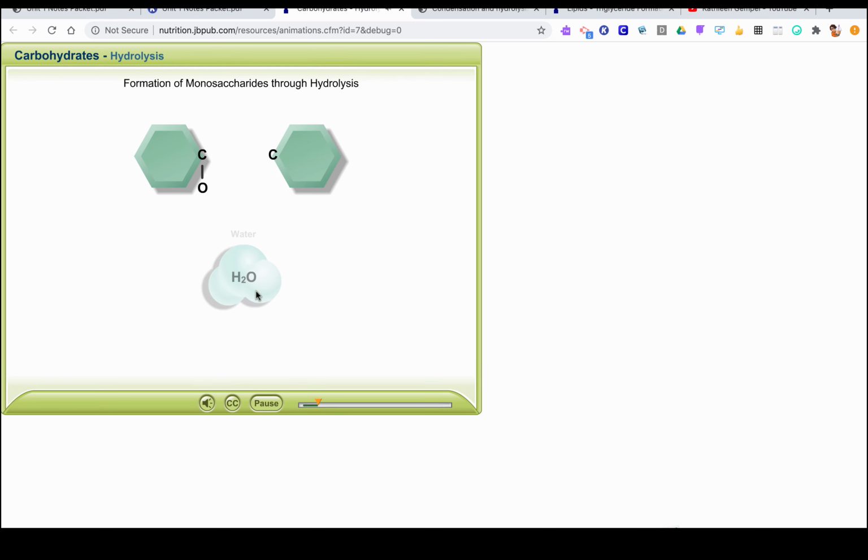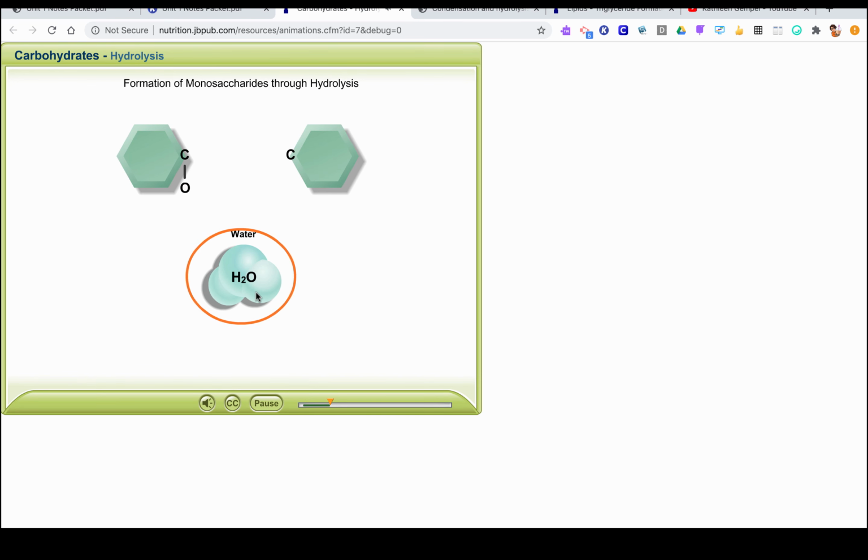A hydrolysis reaction separates a compound through the addition of a molecule of water. In digestion, disaccharides are hydrolyzed into two monosaccharides. Here, the disaccharide maltose splits into two glucose molecules.